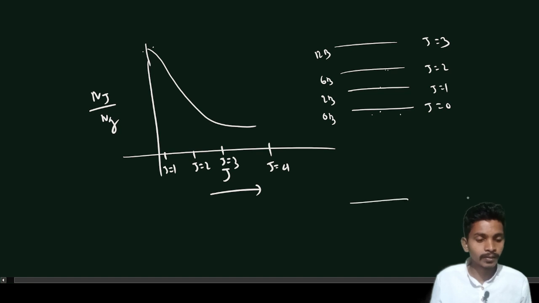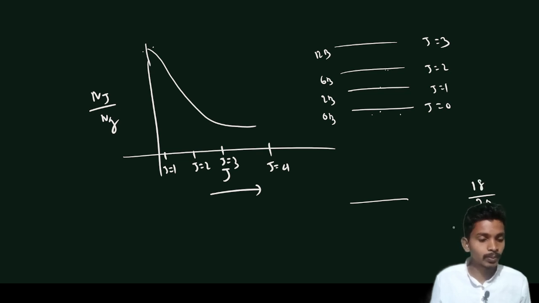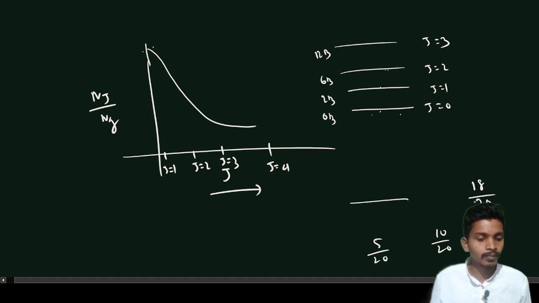Let's say that I have 20 total whole numbers. So out of 20, one person has 18, one person has, let's say, 10, and one person has 5. Means compared to this value it is this much, and compared to this value it is this much, and compared to this value it is this much. Means if this value is decreasing, this whole ratio decreases.